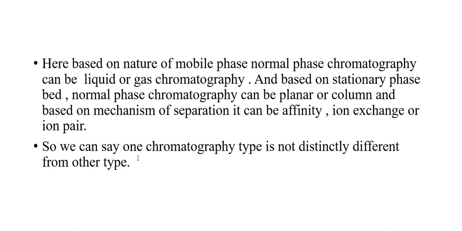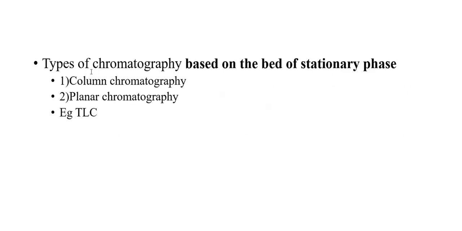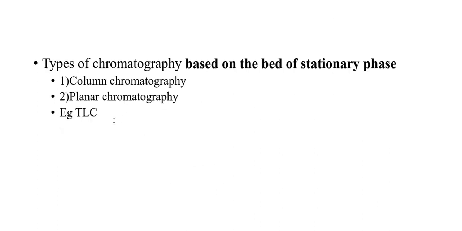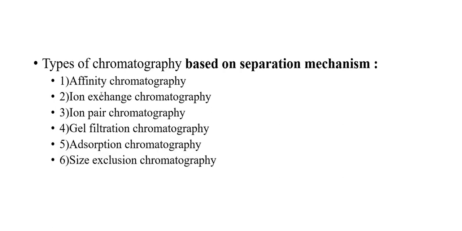So we can say one chromatography type is not distinctly different from the other. For example, column chromatography can be affinity, ion exchange, ion pair, adsorption, or size exclusion based on the separation mechanism. And similarly, based on the separation mechanism, planar chromatography can be all these types.